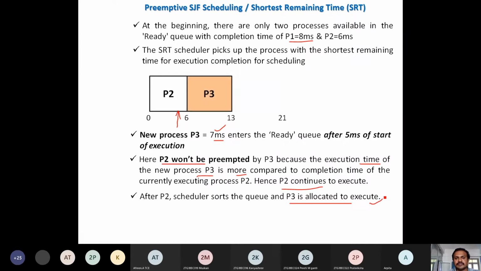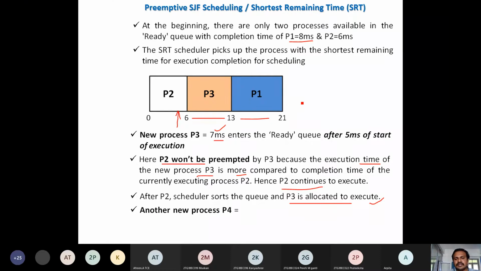So what is going to happen? P3 is going to start executing for its remaining completion time of 7 milliseconds. Then what about next? After P3, P1 is scheduled. So after completion of P2, by taking 6 milliseconds, the next 7 milliseconds are allocated for P3 and the remaining 8 milliseconds are allocated for P1.